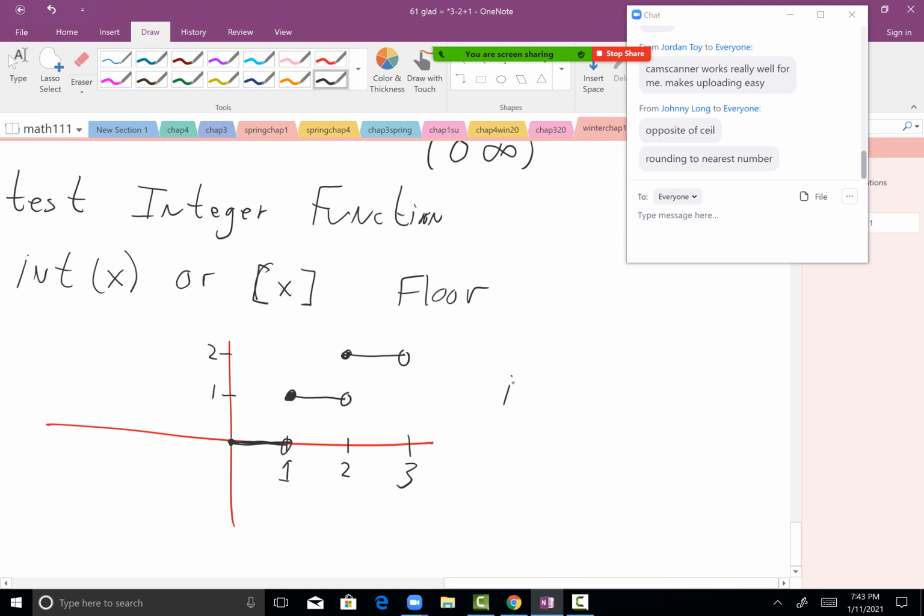So if you see that like this, and we would say 1.5, then we know that's the same as floor. It's going to round that down to 1.